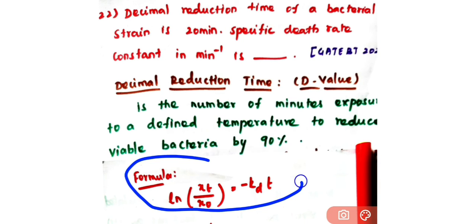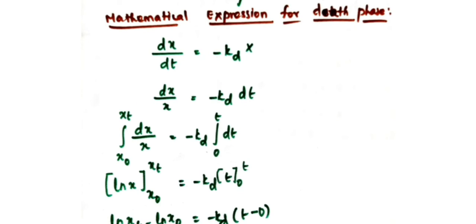This equation you can derive from the mathematical expression for death phase. The mathematical expression for death phase is dx divided by dt is equal to minus kd into x. So here kd is specific death rate in your death phase. If you rearrange this equation, you will get dx divided by x is equal to minus kd into dt. If you integrate this expression, you will get integration of x naught to xt of dx by x is equal to minus kd, it's a constant so you can take it out, into integration of 0 to t dt.